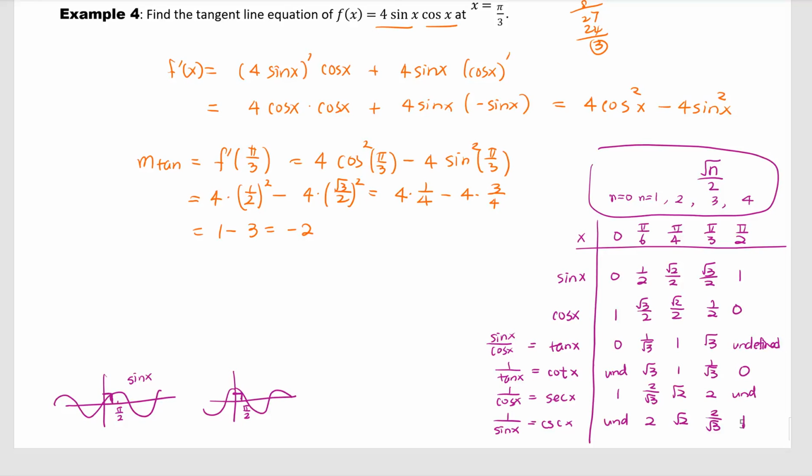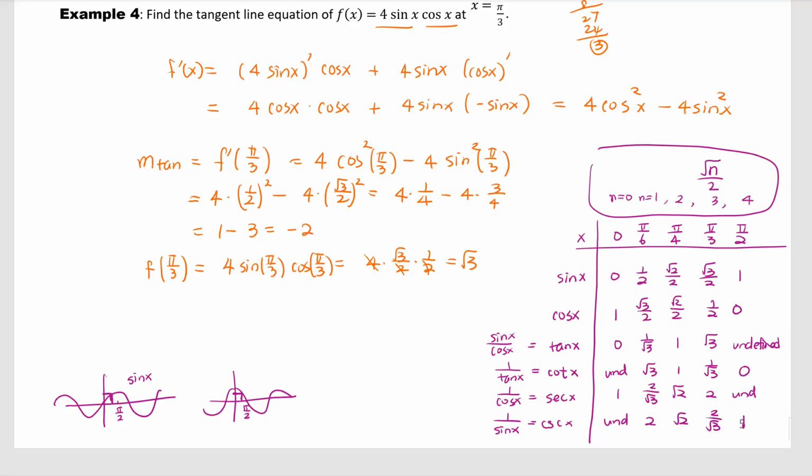Okay, to write the tangent line equation, you need the slope, and you also need the point. For the point, we know the x value. The x value is pi over 3. But we also need to know the y coordinate of the point. So we plug pi over 3 into our function f. We get 4 sine pi over 3 and cosine pi over 3. Sine pi over 3 is root 3 over 2. Cosine pi over 3 is 1/2. Oh, they cancel. We get root 3.